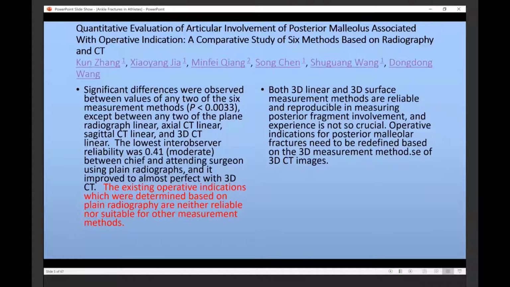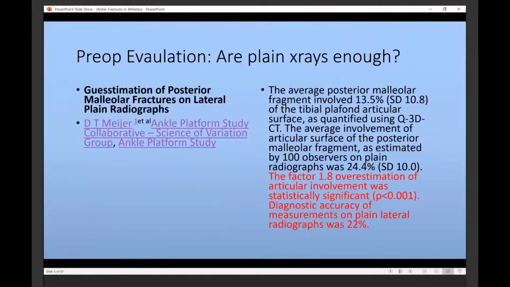So the existing operative indications, which are determined based on plain radiography, are neither reliable nor suitable for other measurement methods. So all the things we learned before sort of have to be re-examined in light of all this data on the posterior malleolus. Another thing that was interesting preparing for this was the guesstimation of posterior malleolar fractures on a lateral radiograph. And in fact, you overestimate how much articular involvement there is compared to weight-bearing CT or a 3D CT. So the diagnostic accuracy of measurements on plain lateral radiograph was 22%.